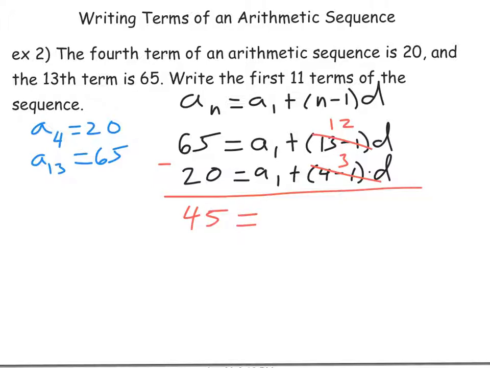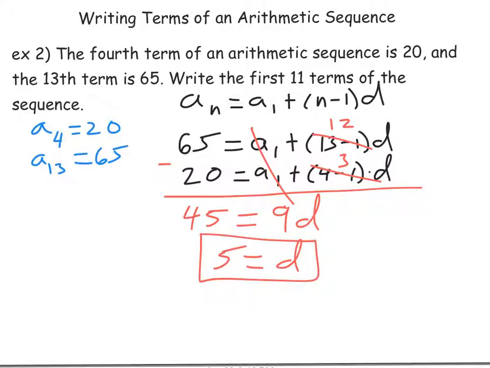65 minus 20 is 45. A sub 1 minus a sub 1 is nothing. This is really, if we go back to chapter 7 and we solved 2 equations with 2 variables using elimination, that's essentially what we're doing. 12 minus 3 is 9. And of course, that's with the variable of d. Well, there we have it. 45 divided by 9 is 5. There's really the first thing we needed. The common difference is 5.